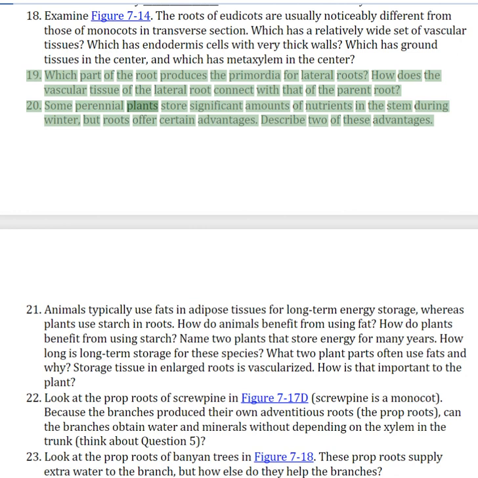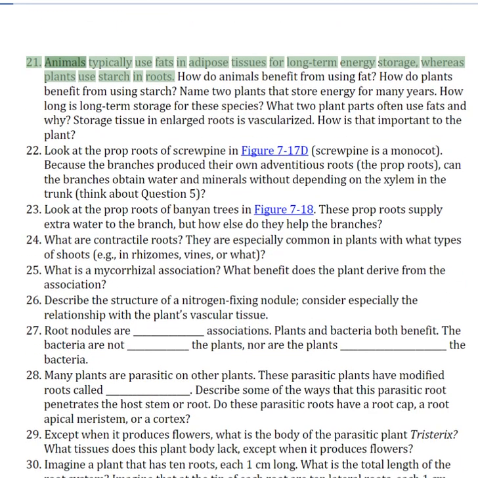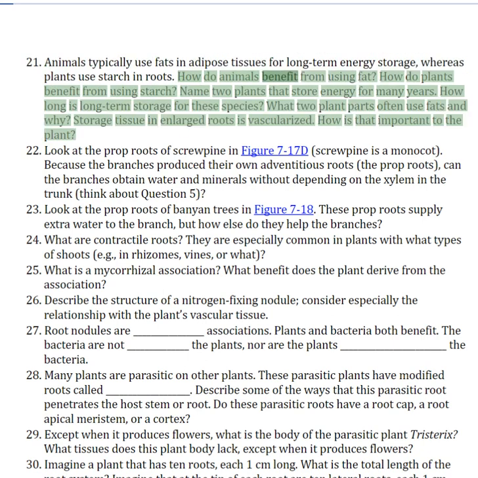20. Some perennial plants store significant amounts of nutrients in the stem during winter, but roots offer certain advantages. Describe 2 of these advantages. 21. Animals typically use fats in adipose tissues for long-term energy storage, whereas plants use starch in roots. How do animals benefit from using fat? How do plants benefit from using starch?